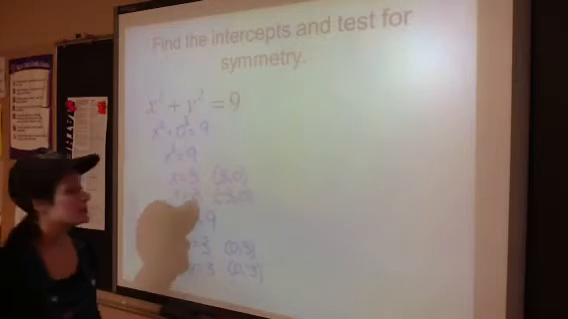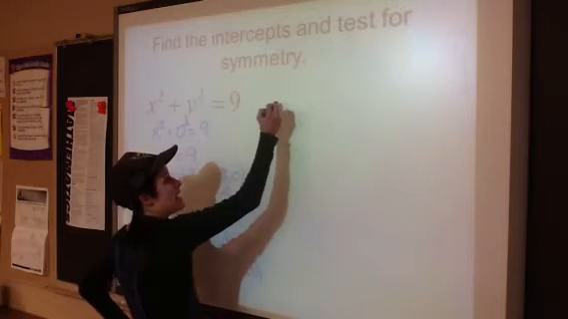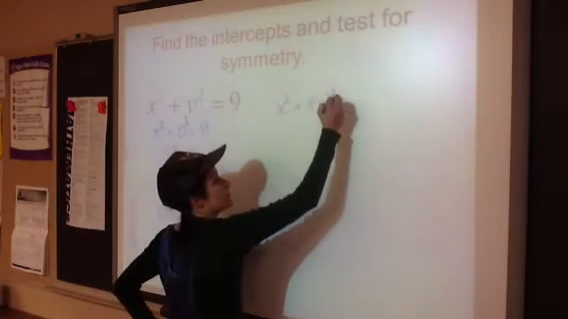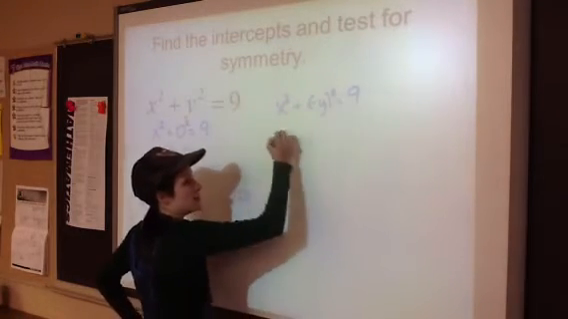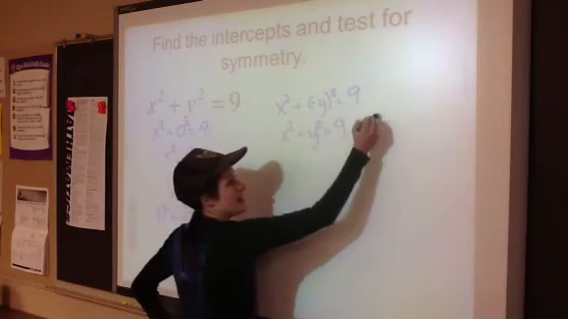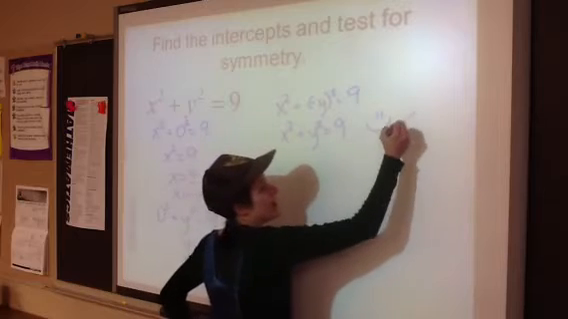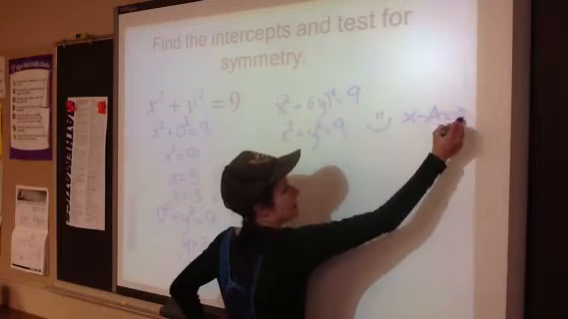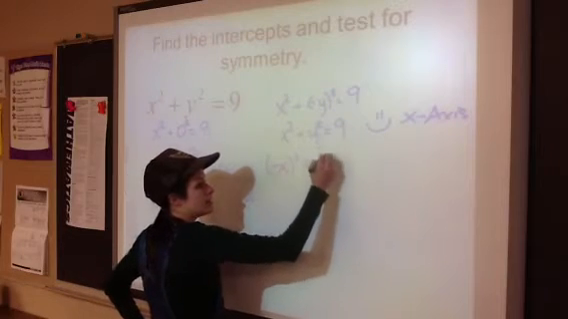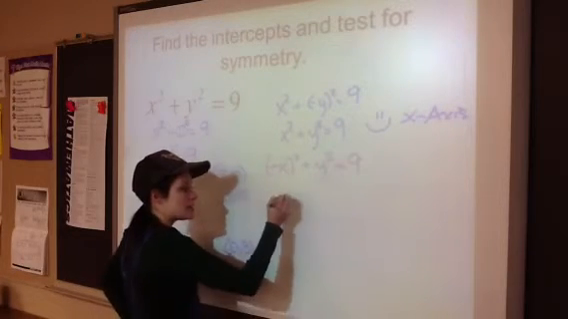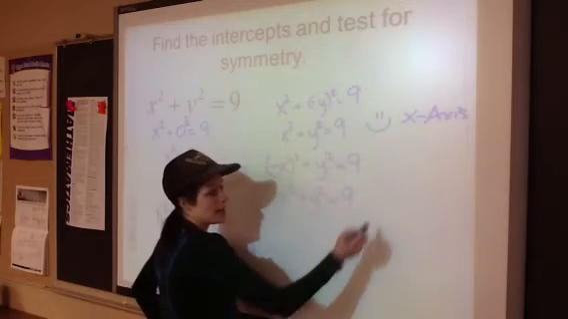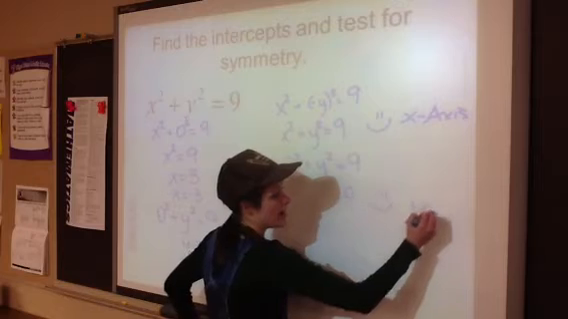So to test for symmetry, we put in negative y. A negative y squared is a positive y squared. So yay, it works. So x-axis is a yay. We put in negative x to test for y-axis. When you square negative x, you get x squared. So it is also the exact same. Yay, y-axis.